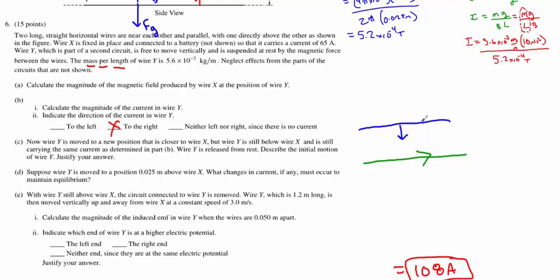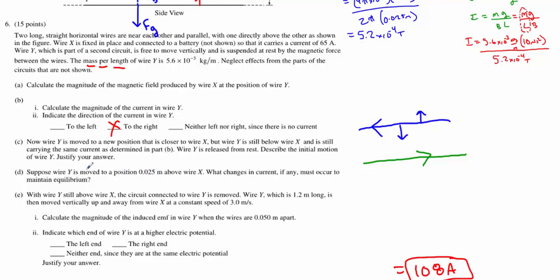So wire Y now needs to be repelled away from wire X, and in order for them to repel, they need to be anti-parallel. So wire Y, which is now the above wire, this blue one, must have its current going to the left. Again, you don't need to justify it, but that is the justification in case in a future problem you did need to.